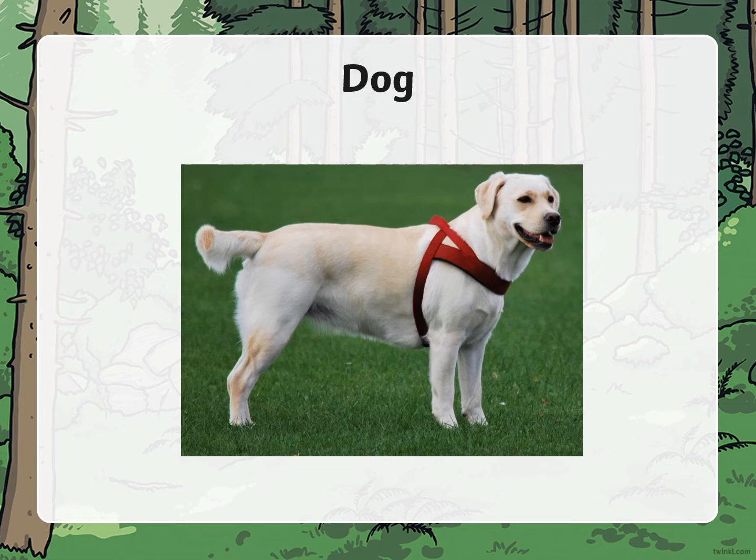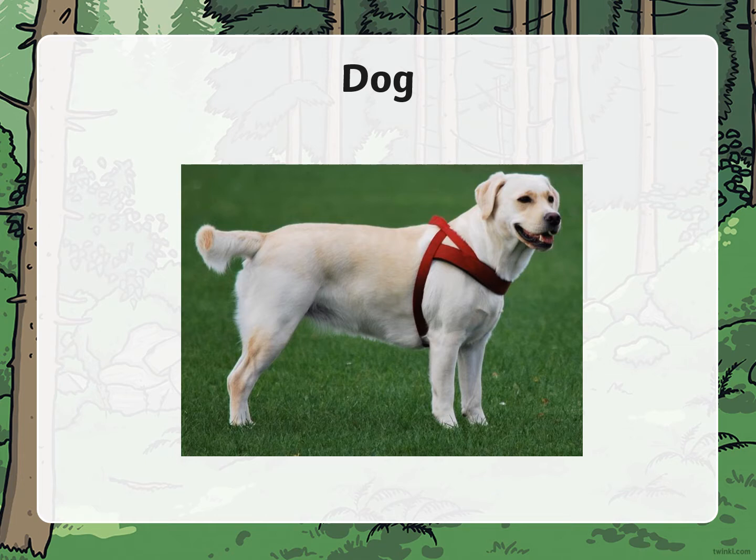So guys, on this slide we have a picture of a dog, a beautiful dog. I think it's a Labrador, isn't it? I'm not very good at breeds of dogs, but I think that's a Labrador. I'll check after this. Now, a dog is a very different animal from a human, from us.